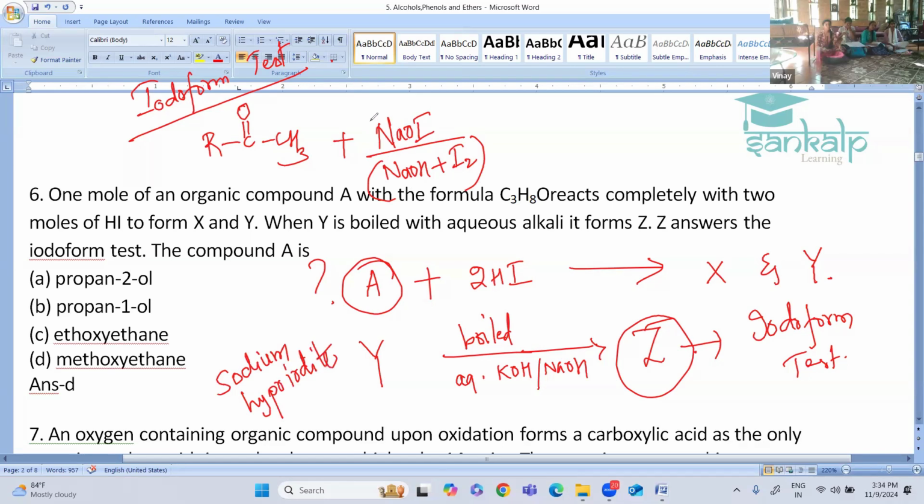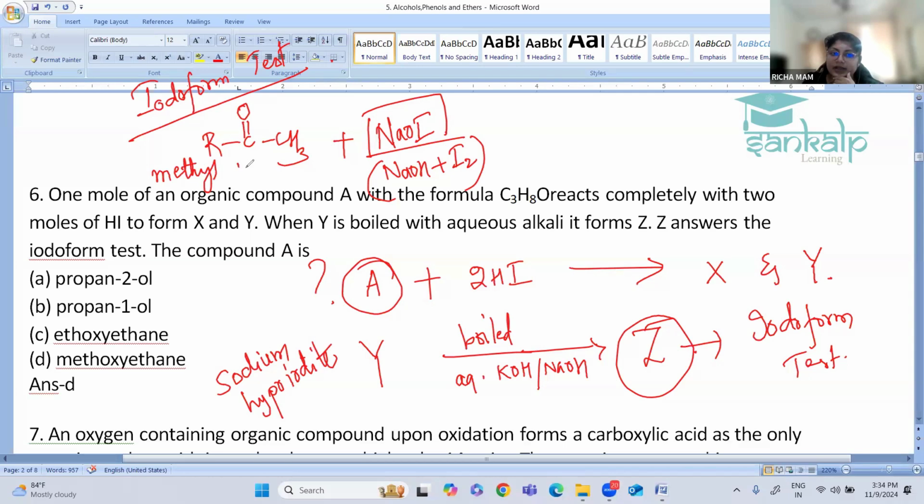Okay, this NaOI. So your methyl ketone, when it reacts with sodium hypoiodide, what are you going to get? What is the product? The product obtained is iodoform, CHI3. So this is the iodoform.